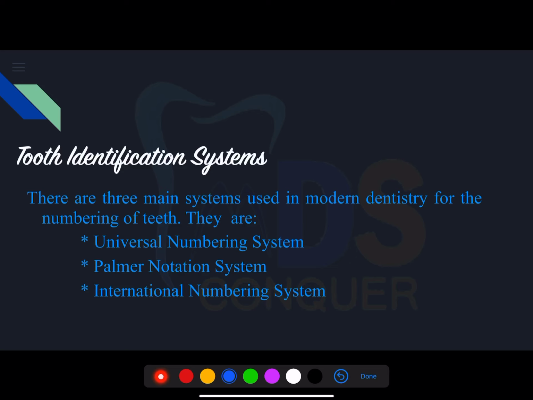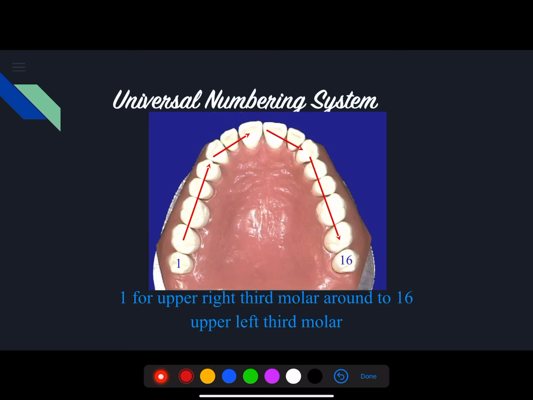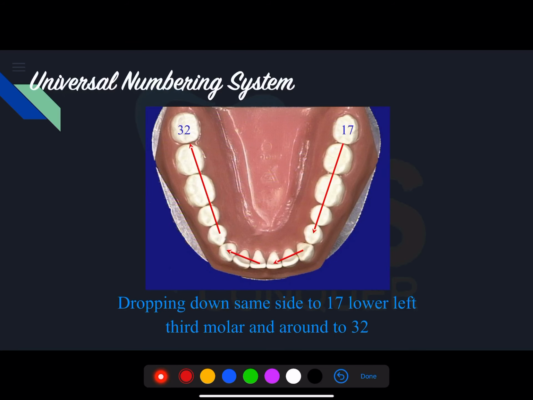Next one is tooth identification systems. There are three types of systems which are very, very important and most commonly asked. And please make a note of it. Okay, universal system is advocated by, and it starts from number 1 to 32. So it starts from 1. The 1 is the upper right third molar, and then goes to 16. And starts from 17. 17 is lower left, followed by 32.